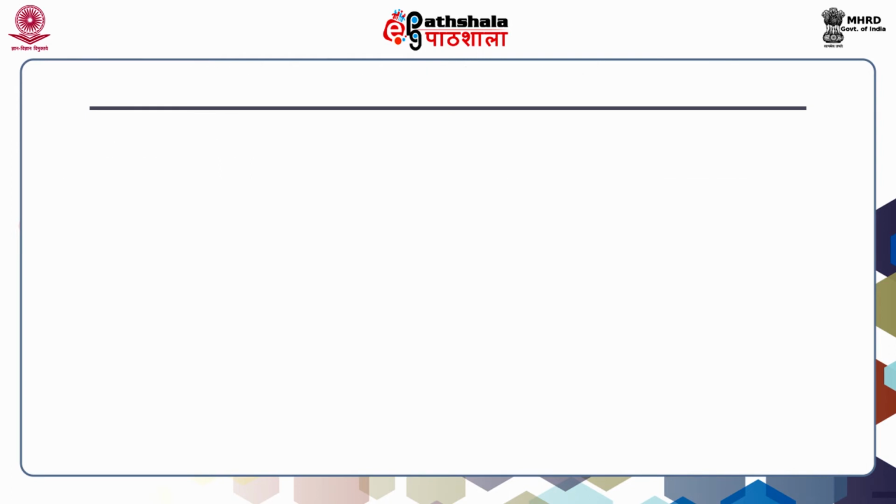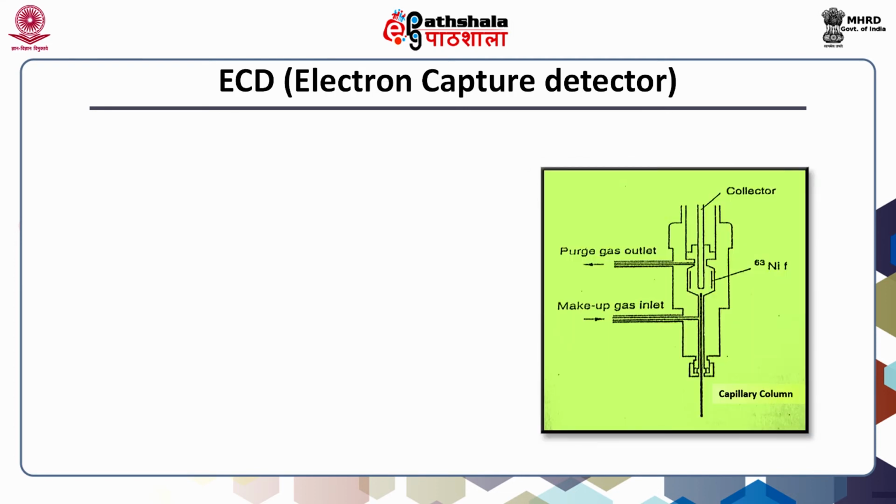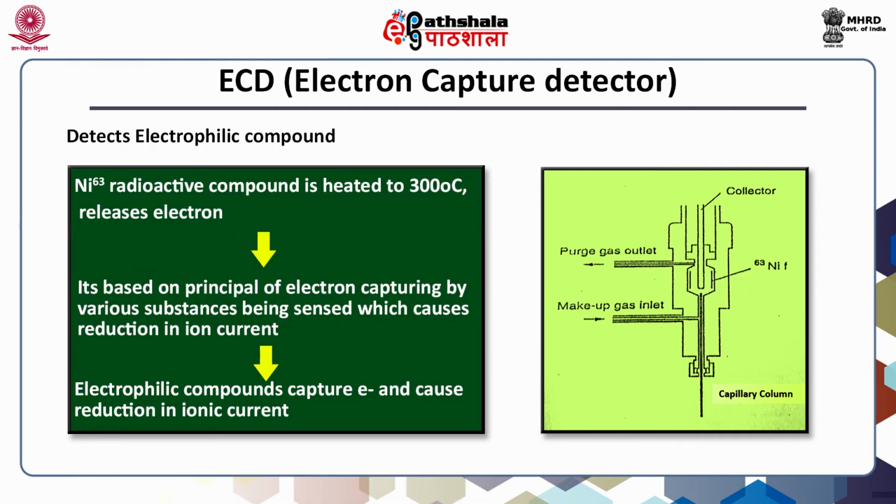We will now see another kind of detector, that is the electron capture detector. Here again the name itself suggests that it is a kind of device where electron capturing is done. It works on the principle of electron capturing by various substances being sensed, such as nickel or other substances, which causes a reduction in the ion current.